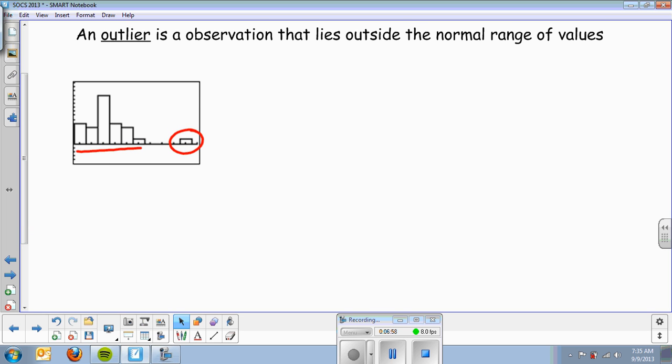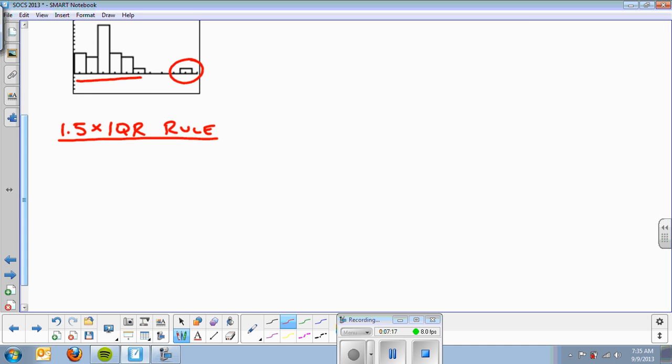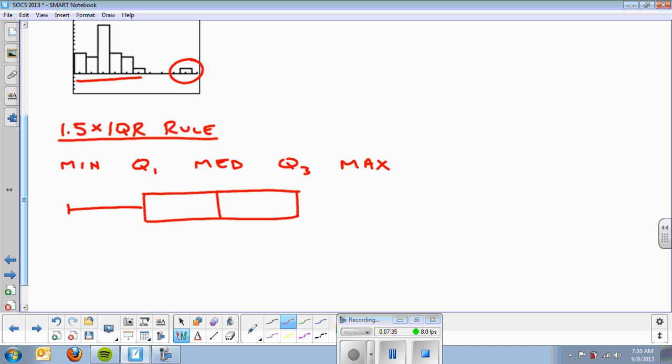Then, to get in more detail, you can use the 1.5 times IQR rule. So we have a mathematical rule to determine if something is an outlier, and it basically goes off the 5-number summary. Imagine you've got the min, Q1, the median, Q3, and the max, and you would do a box plot, if this was, again, perfectly symmetric.